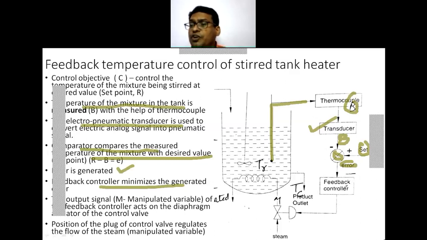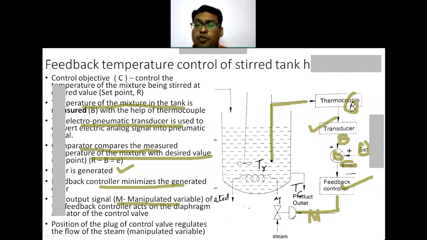What is the functioning of this feedback controller? We are specifically talking here about the feedback controller. It minimizes the generated error, and it develops an output which goes to a final control element, or a control valve, and that is called the manipulated variable. So this manipulated variable M goes to a control valve, and this control valve adjusts.